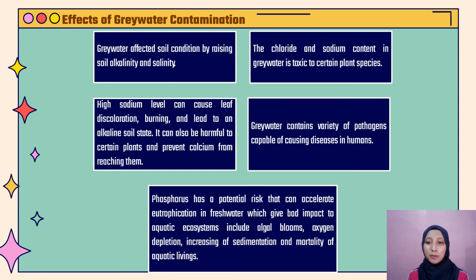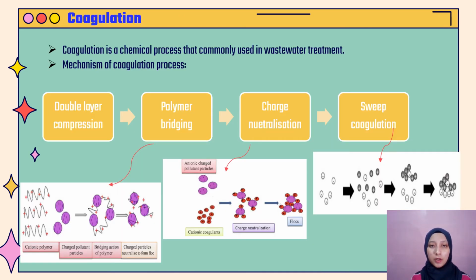include algae blooms, oxygen depletion, increasing sedimentation, and mortality of aquatic life. Coagulation is a chemical treatment that is commonly used for wastewater treatment. There are four mechanisms in the coagulation process.